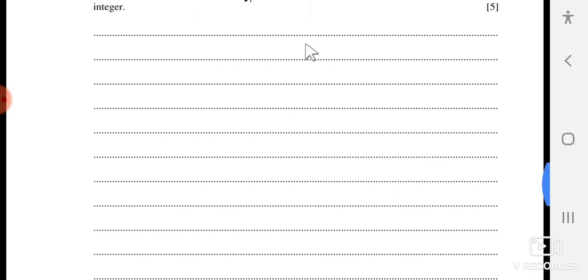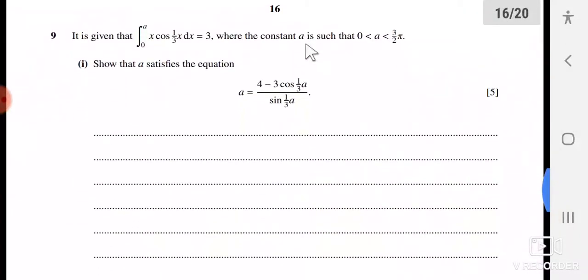Moving forward, once again a sixer question for my lovely students. You can do this question by integration by parts. Take u as x and dv by dx, and you know the rule: uv minus the integral of v du. By using this formula, you will integrate it by parts. At the end of the day, you will apply these limits and put it equal to 3, and then you will find this type of expression. That's what he is demanding from you.